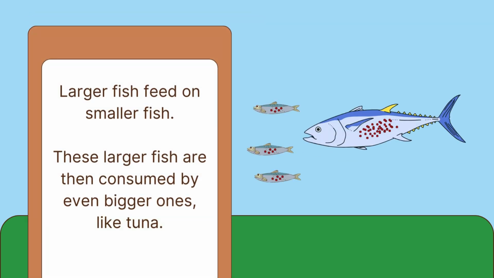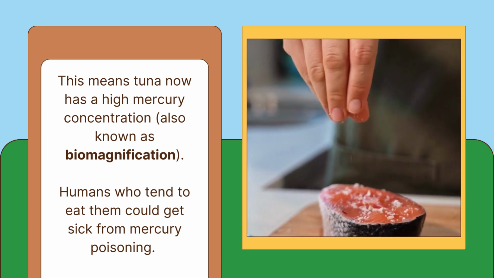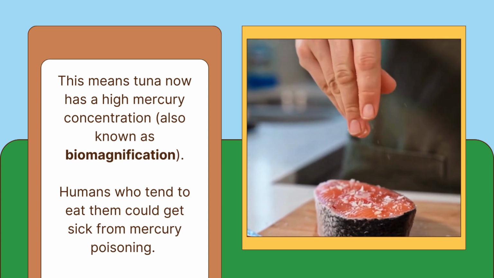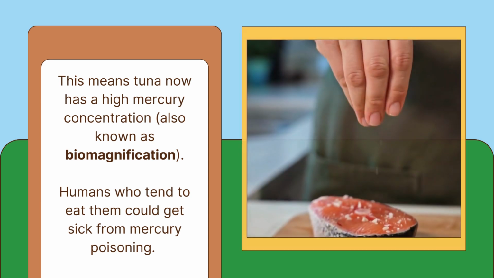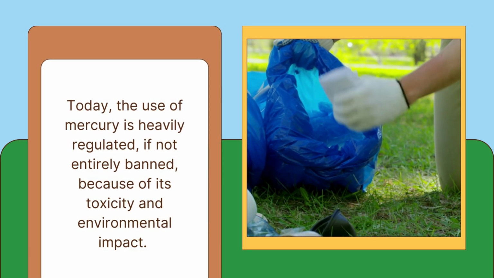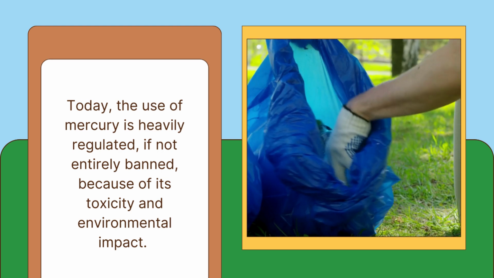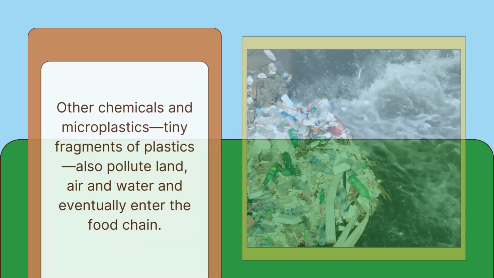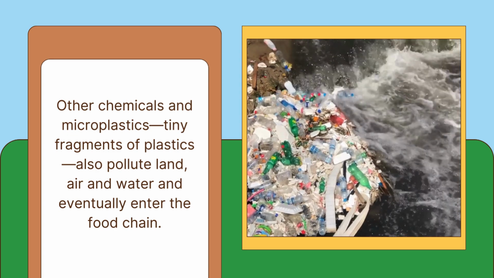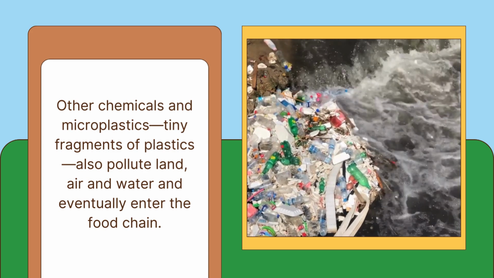Large fish feed on smaller fish. These large fish are then consumed by even bigger ones, like tuna. This means tuna now has a high mercury concentration, also known as biomagnification. Humans who tend to eat them could get sick from mercury poisoning. Today, the use of mercury is heavily regulated, if not entirely banned, because of its toxicity and environmental impacts. Other chemicals and microplastics, tiny fragments of plastic, also pollute land, air, and water and eventually enter the food chain.